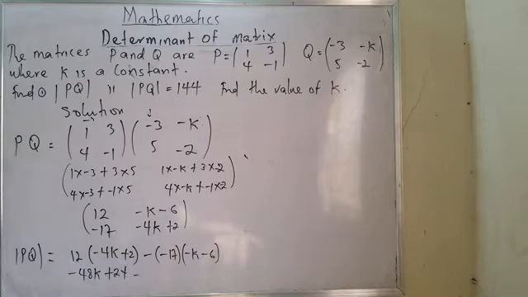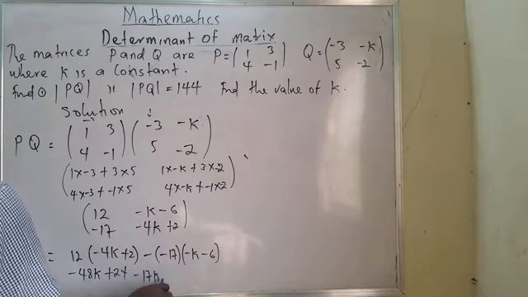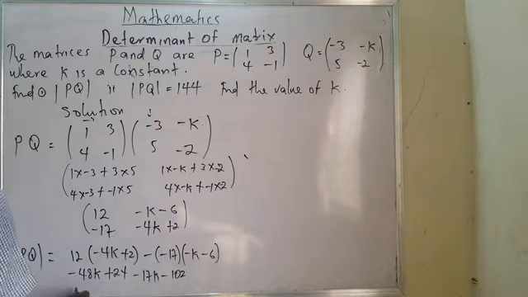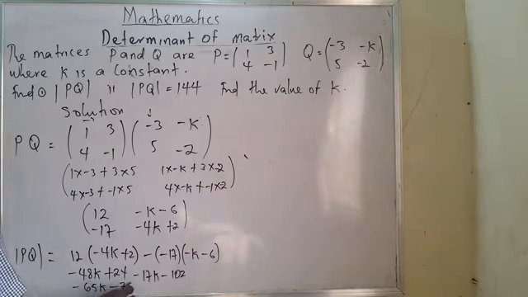This one will be minus 17k, minus 102. Now, it means this and this are like terms, it will be minus 65k and minus 78. Now, that is my determinant.